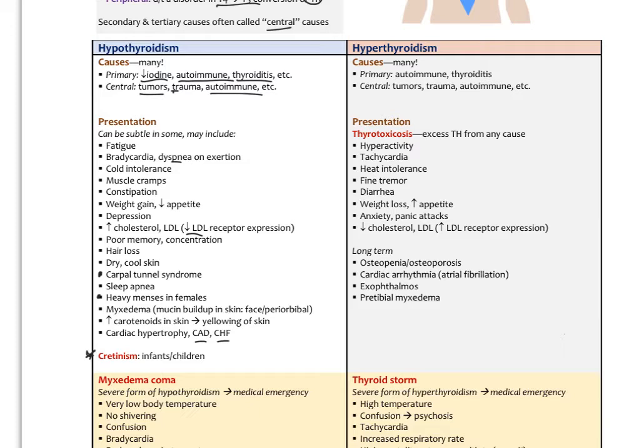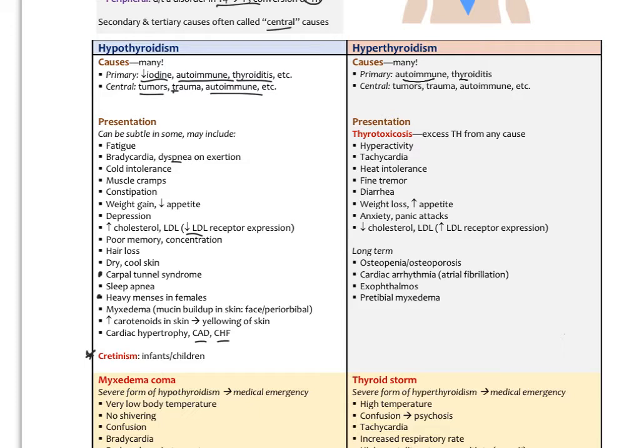But again, in terms of primary hyperthyroidism, the causes would be autoimmune and thyroiditis. So autoimmune hyperthyroidism is called Graves' disease, versus again, autoimmune hypothyroidism would be Hashimoto's disease or Hashimoto's thyroiditis. Central causes would be tumors, trauma, autoimmune, etc., the same as we saw in hypothyroidism. Typically, like I mentioned in the previous videos, pituitary adenomas can cause secondary hyper or hypothyroidism, but it's more typical for those adenomas to be hypersecreting if they're going to be functional. So that would give rise to hyperthyroidism.